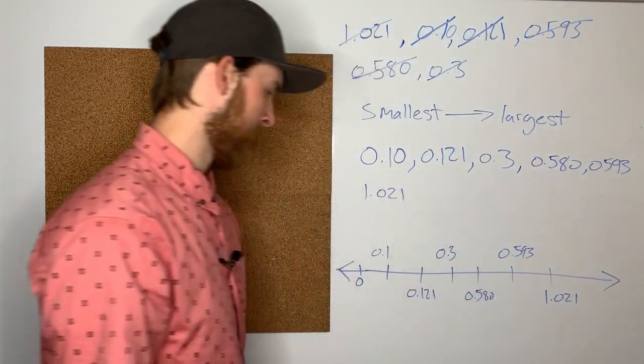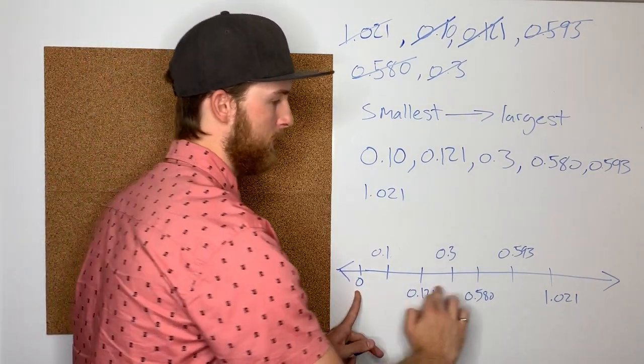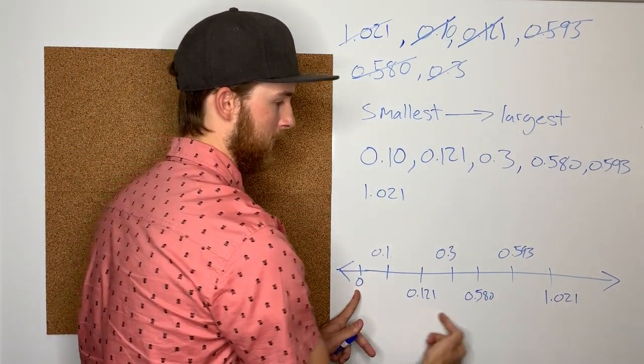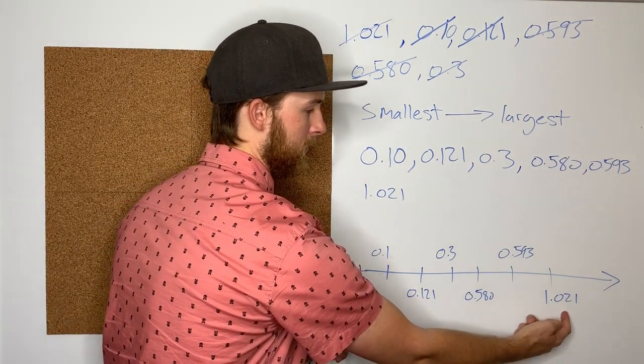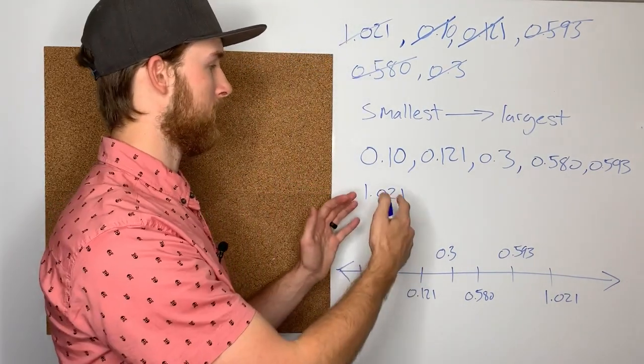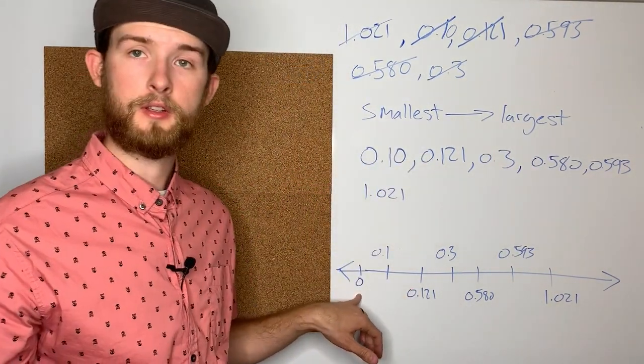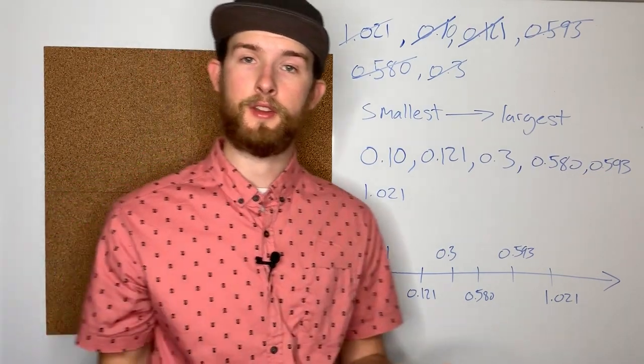So now you can see here, from 0, we can go up the number line, getting bigger and bigger and bigger until we get to our largest value we have here. And that's all you would need to do. So that's how you're going to order decimals from smallest to largest, and then here's a number line to give you a visualization.